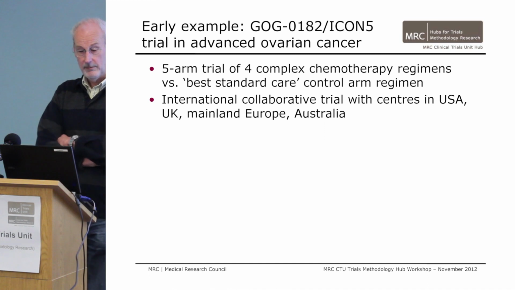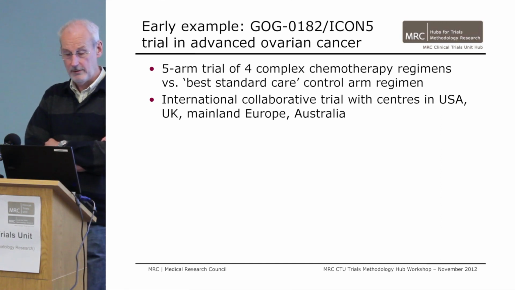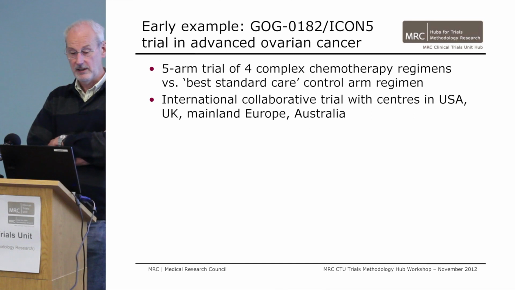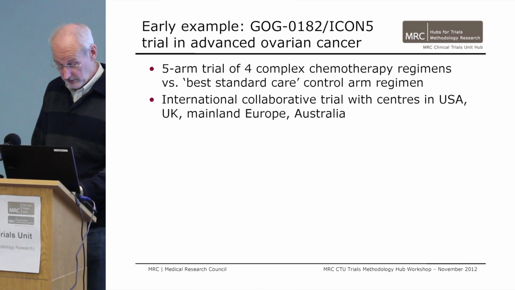Okay, so the ICON 5 trial is an example. This was an early trial we did with this design. 4 complicated, complex chemotherapy regimens were compared against best standard of care. And this was an international trial which we coordinated with centres all over the place: America, UK, Europe and Australia.